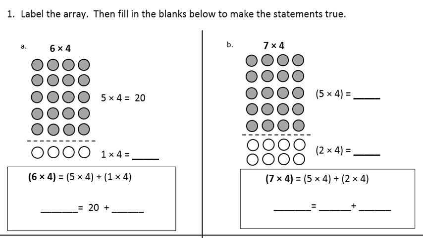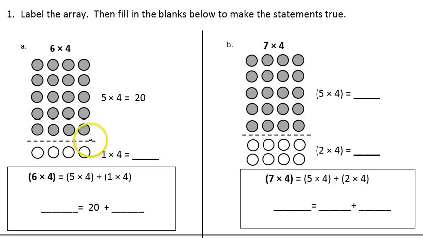The first problem shows an array that is 6 times 4. Rather than counting all of the circles to come up with my answer of 6 times 4, we've broken it into 2 separate arrays. The first array is showing 5 rows of 4, and the last one is 1 row of 4, for a total of 6 rows of 4.